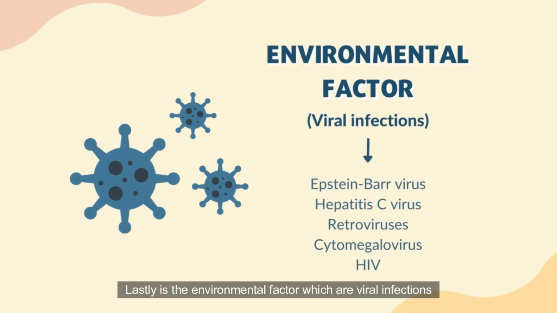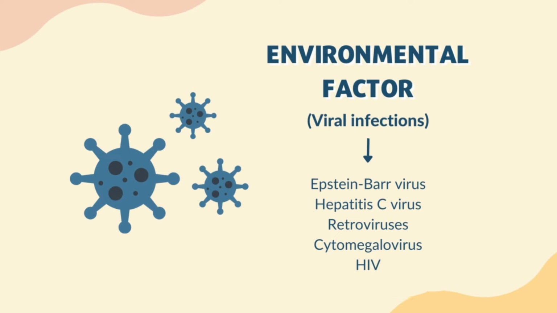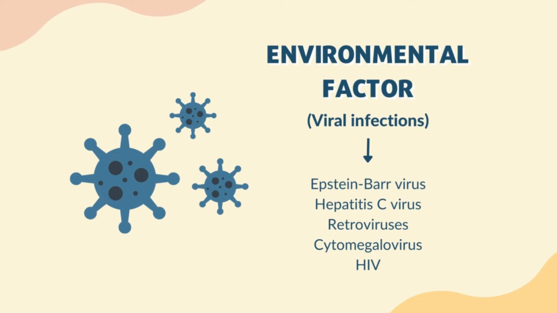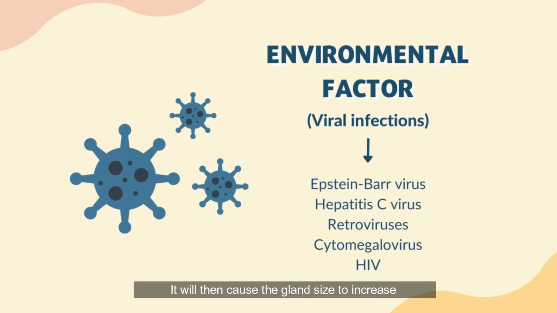Lastly is the environmental factors, which are viral infections. When viruses such as HIV, hepatitis C virus, retroviruses, and cytomegalovirus invade the human's body, it will activate your body's immune system to produce immune cells to kill the virus. It will then cause the gland size to increase and lastly leads to dysfunctional glands and secretions.